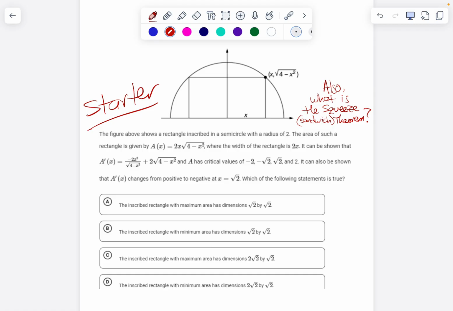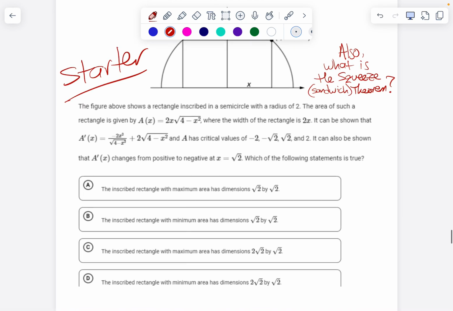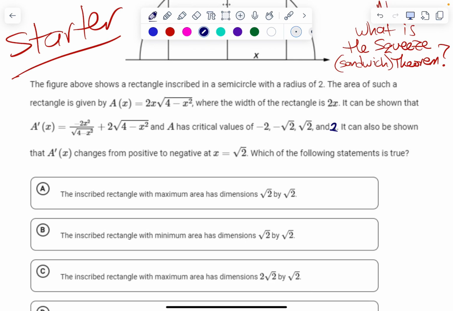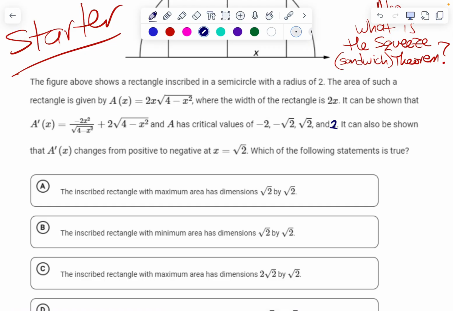Anyway, so we're told a lot of information in this little paragraph. Lots of words. These are the kind of problems on multiple choice, no calculator, that are stressful, I think, because it's not actually too bad, but there's a lot of reading and it's technical and it's sometimes hard to sift through. Anyway, we have the derivative given of our function and we have critical points given. This one, for some reason, this 2 didn't highlight, kind of like the others, so there's also a 2 there. And then we're told that a prime changes from positive to negative at x equals root 2.